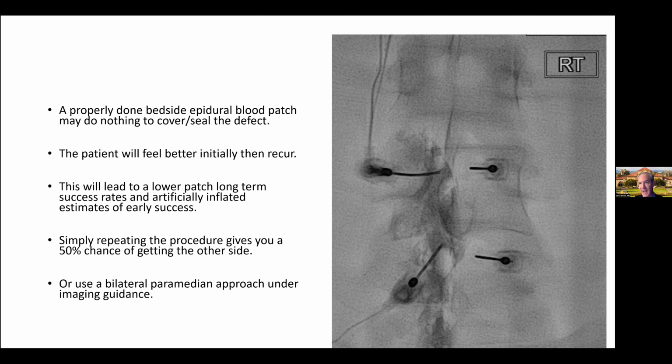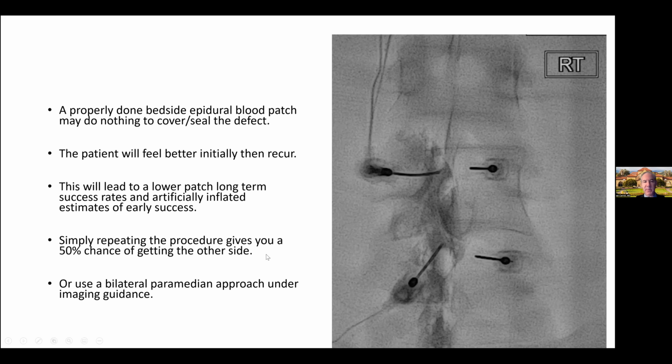They pressurize the bag, which will happen whether or not your sealant reaches the defect. And then there's a sealing or covering of the defect, which will only happen if your sealant, blood or glue, happens to cover the defect. And so a patch like this, if done with high volume, or a bedside patch on one side, will certainly make the patient feel better temporarily. And then the problem will recur because you didn't actually seal the leak. And so this will lead to a lower long-term patch success rate and artificially inflated estimates of early success.